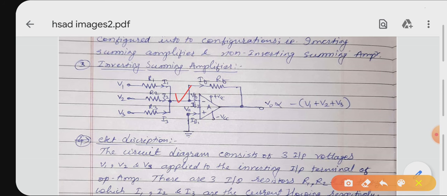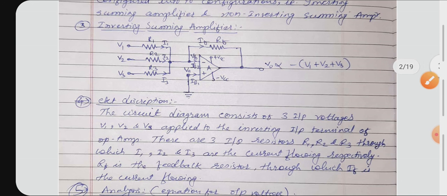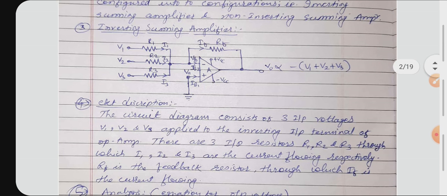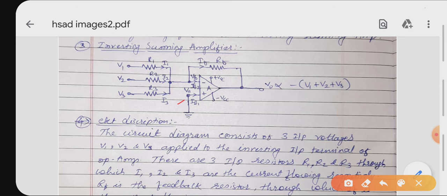So you can see the circuit diagram here. There are three inputs, V1, V2 and V3, applied to the inverting input terminal. The non-inverting input terminal is grounded. R1, R2 and R3 are the three input resistors through which currents I1, I2 and I3 flow. RF is the feedback resistor through which IF is the current flowing.